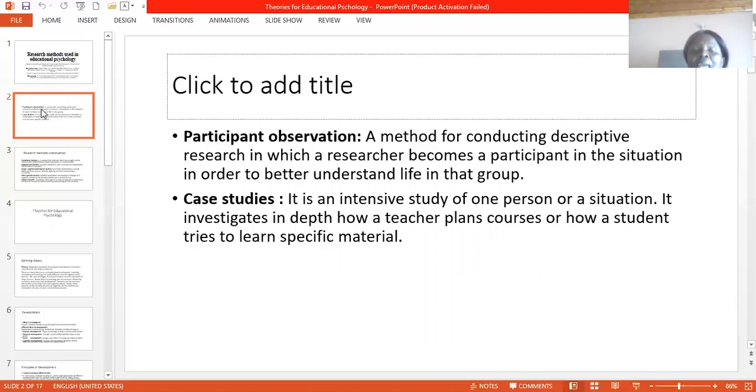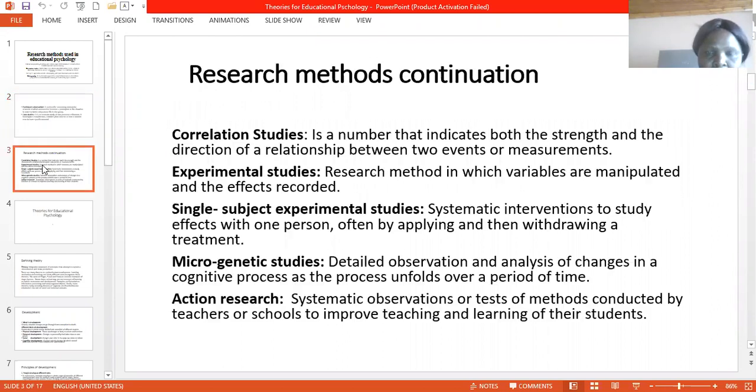The other one is case studies. A case study is an intensive study of one person or a situation. It investigates in depth how a teacher plans courses or how a student tries to learn specific material. So that is the descriptive studies. That is what psychologists use to improve teaching and learning in the classroom. So these are the research methods. You are continuing with the research methods.